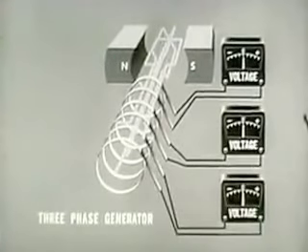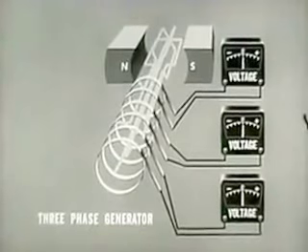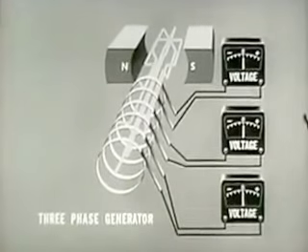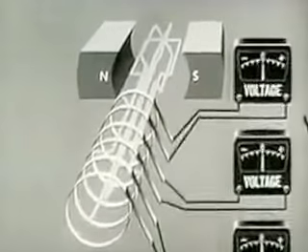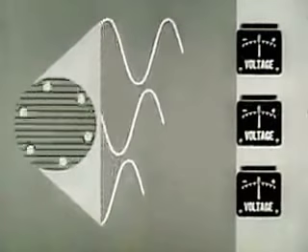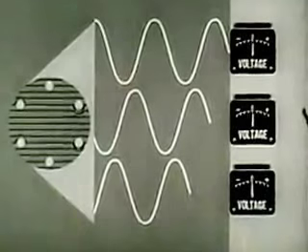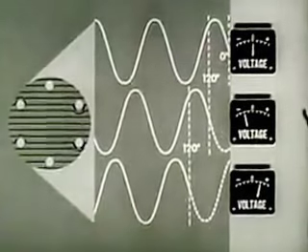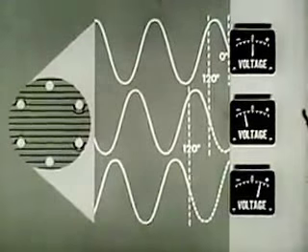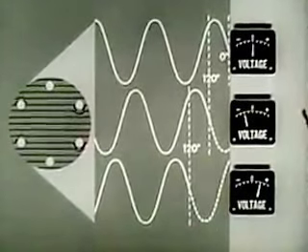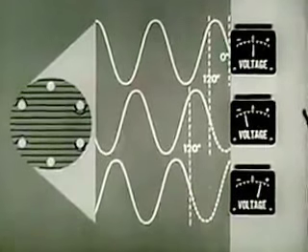The 3-phase system has 3 loops, set 120 degrees apart, 6 slip rings, and 3 outputs represented by these 3 voltmeters. The output, as shown here, will consist of 3 individual AC voltages, identical in amplitude and 120 electrical degrees out of phase. The 3-phase system has many practical applications and is widely used.